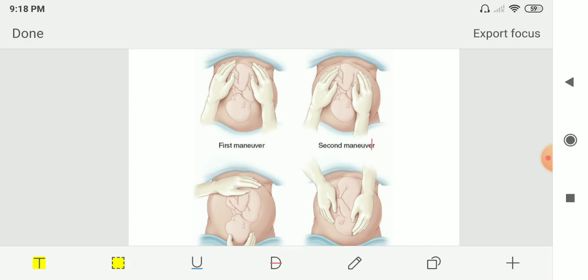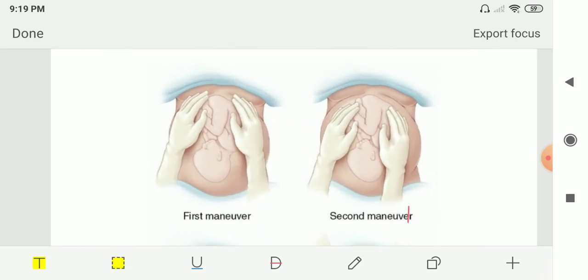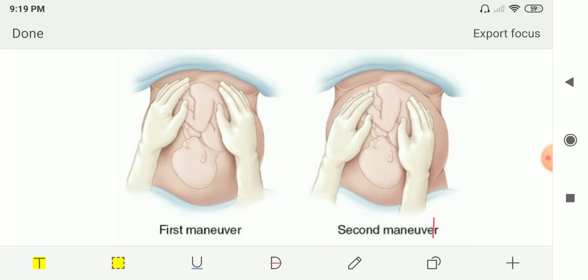So it has four steps. Number one is what we call the fundal grip, in which we palpate the fundus. The second one is the umbilical grip. The third one is the pelvic grip, or Pawlik's grip. Number four is called the second pelvic maneuver of Leopold. So we will go one by one. Number one is called the fundal grip.